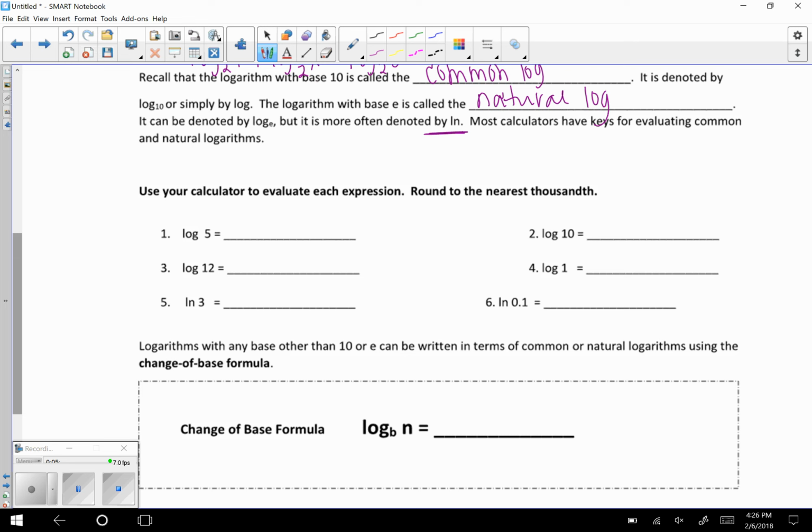Using your calculator, you're going to plug in these 6 problems. Notice that they don't have bases, so that means their base is 10. There's nothing listed, so it's a base of 10, and you can plug that straight in. Round to the nearest thousandth, which is 3 decimal places. So take a second, plug those in. We can pause the video here too.